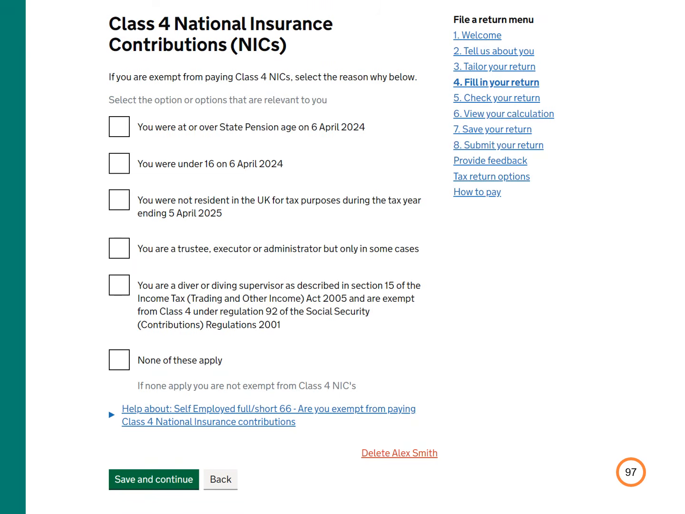On the Class 4 National Insurance Contributions, or NICs, page, we ask you to confirm if you're exempt from paying Class 4 NICs. To do this, select the options relevant to you. As you can see, there are very few exemptions. If none of these apply, you are not exempt and Class 4 national insurance will be included in your calculation if it's due.